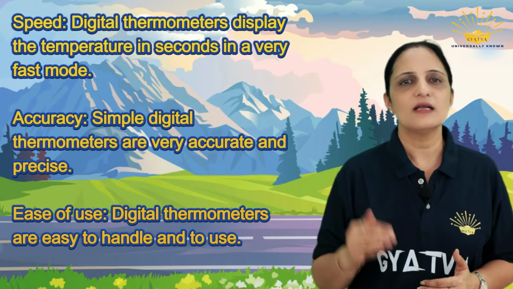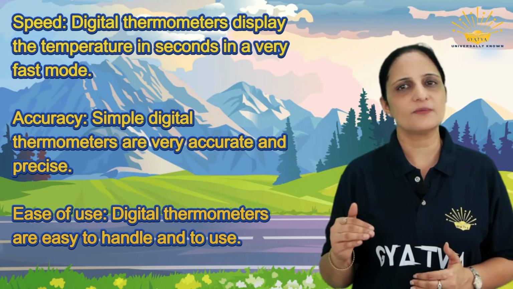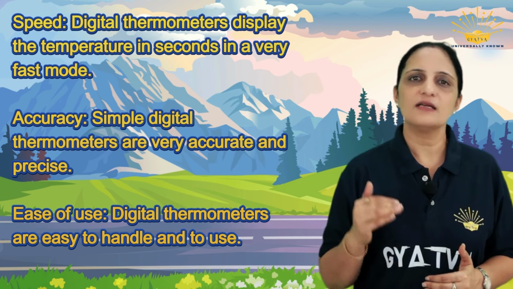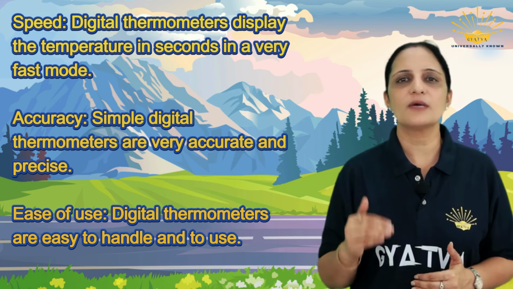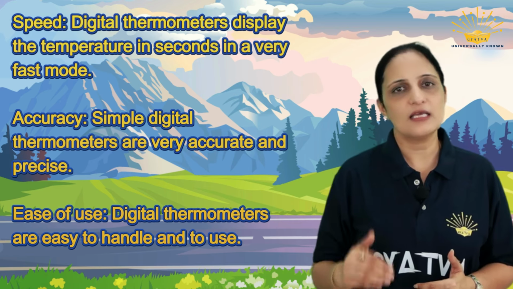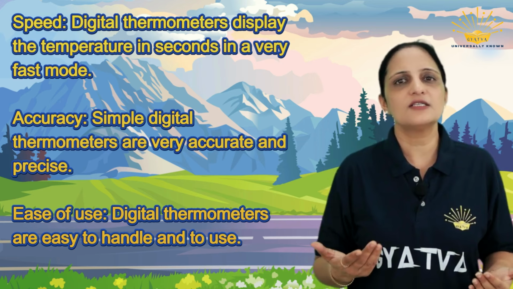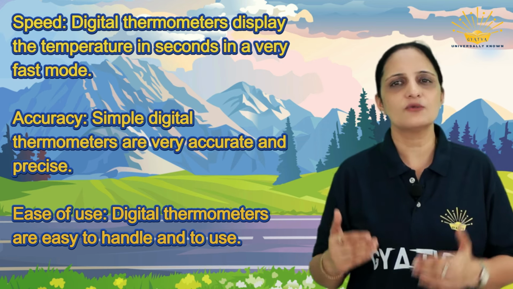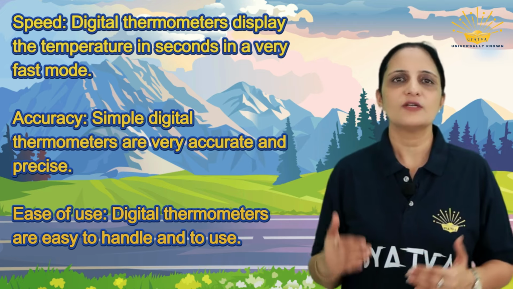Features: speed. Digital thermometers display the temperature in seconds, in a very fast mode. Accuracy. Simple digital thermometers are much more accurate and precise than clinical thermometers. Ease of use. Definitely, digital thermometers are easy to use and handle in comparison to clinical thermometers. So I hope these three thermometers are clear to you.